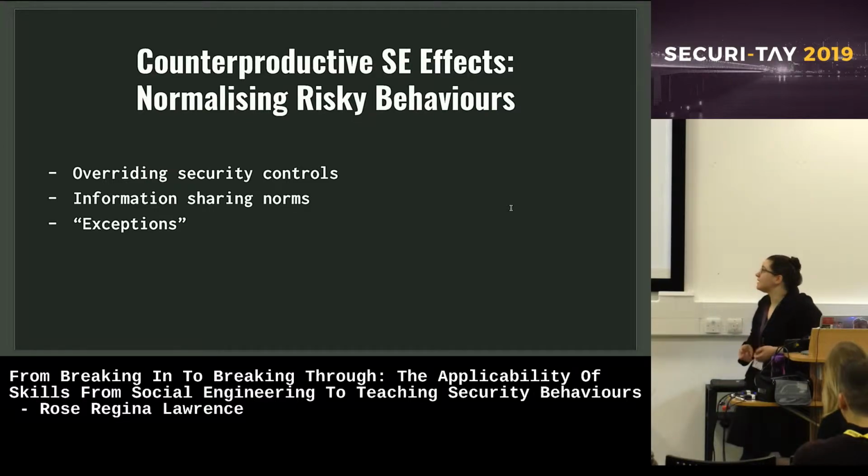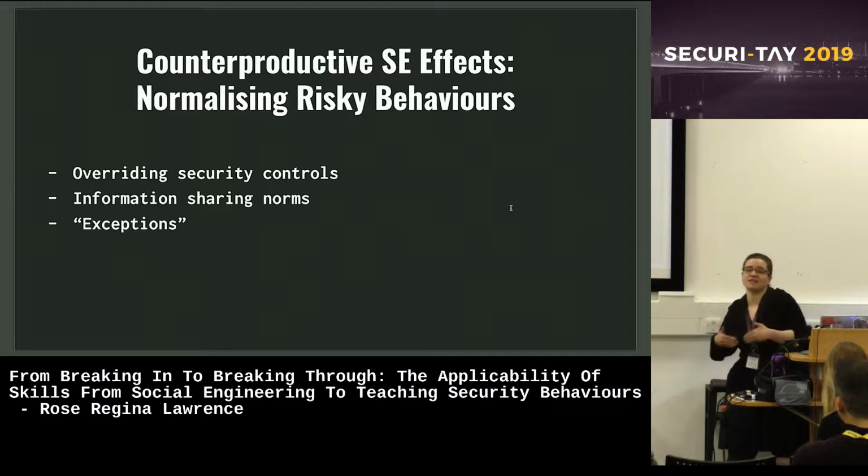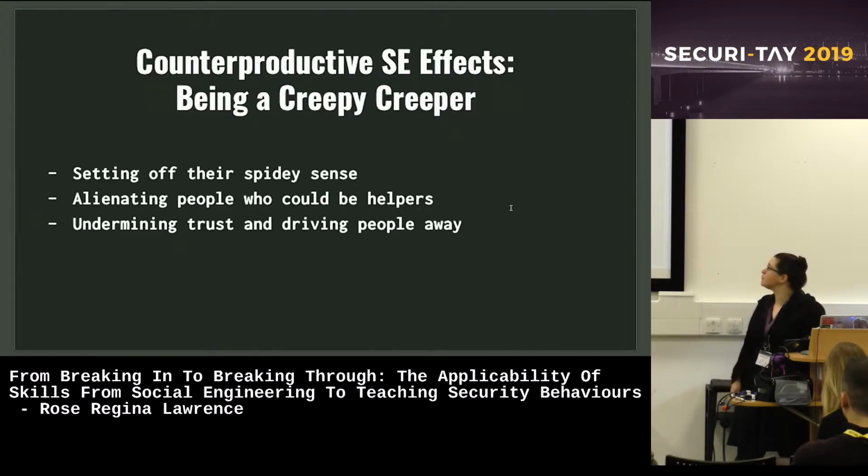That can include getting them to override security controls instead of really talking them through. It can be getting information from them because it's easier than going through the right pathways. With all of that, you're training them into being vulnerable to the kinds of techniques that you or some actual bad guy might be using on them.